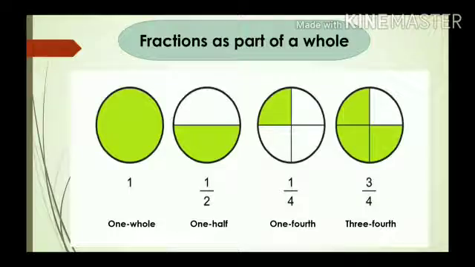Similarly, the third circle is divided into four parts and one part is colored, so the fraction is 1 upon 4 or 1/4. Similarly, the last circle is divided into four parts, but here three parts are colored, so the fraction is 3 upon 4, or you can say 3/4.